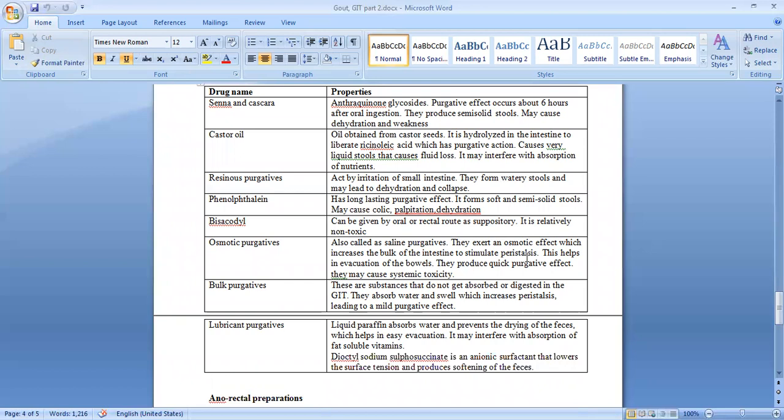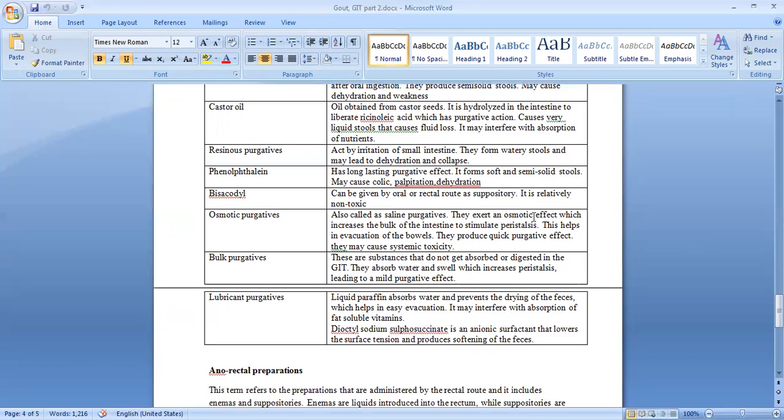Bisacodyl is the commonly used drug nowadays. It can be given by oral route or you can give it as a suppository. You must have seen these Dulcolax suppositories which are available, or Dulcolax tablets. That contains bisacodyl and it is quite non-toxic compared to all the other ones we have discussed so far. So this is the commonly used drug.